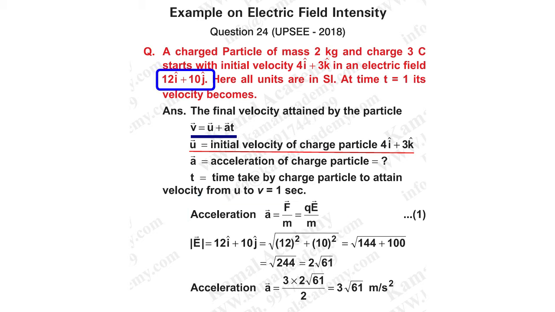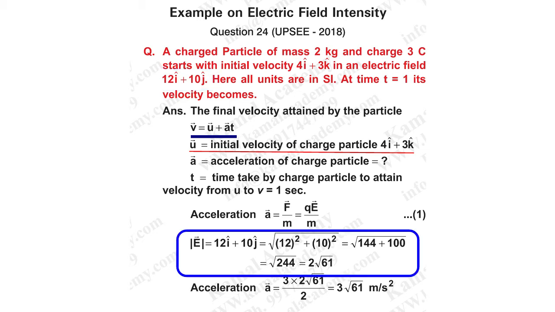So electric field is given in the question as 12 i cap plus 10 j cap. We determine its magnitude. So magnitude becomes under root 12 square plus 10 square, which is root 144 plus 100, which on solving we get 2 root 61 newton per coulomb.